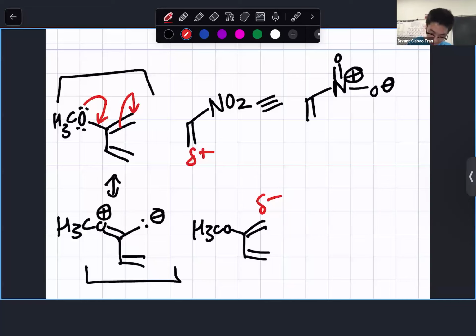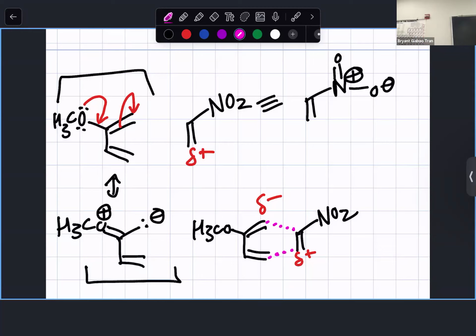So let me draw in the diene nearby. We know there's a partial charge down here. Can we continue with the reaction with the arrows? Or no, we cannot, right? Because the pocket here does not align. The charges do not align. We have to flip one of them.